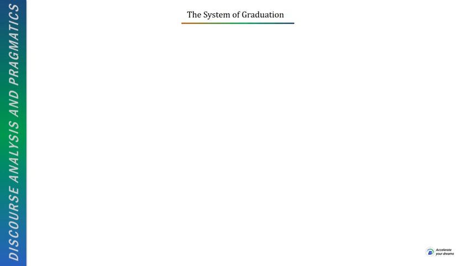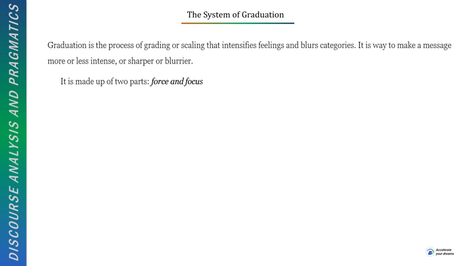Quickly, let's proceed to the system of graduation. The system of graduation is the process of grading or scaling that intensifies feeling and blurs categories. It is a way to make a message more or less intense, or sharper or blurrier. Now, the system of graduation is made up of two parts, which are force and focus. So, these two aspects are what allow graduation to achieve its aim in language or discourse analysis.